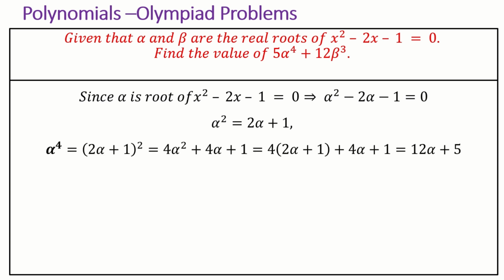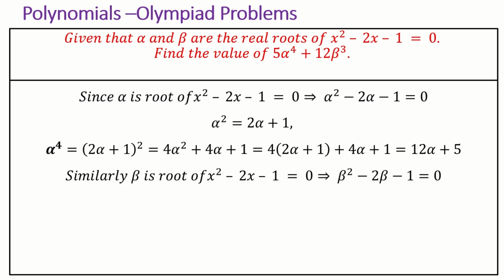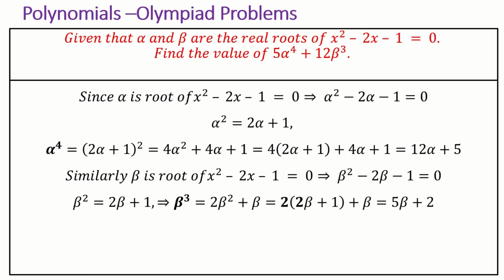So similarly, you square it basically, alpha power 4 equal to 2 alpha plus 1 whole square, which is nothing but 4 alpha square plus 4 alpha plus 1. Now alpha square here I already have a value in terms of 2 alpha plus 1. So I replace it. So finally, alpha power 4 is nothing but 12 alpha plus 5. So similarly, beta is the root of this expression. So beta square minus 2 beta minus 1 equal to 0.